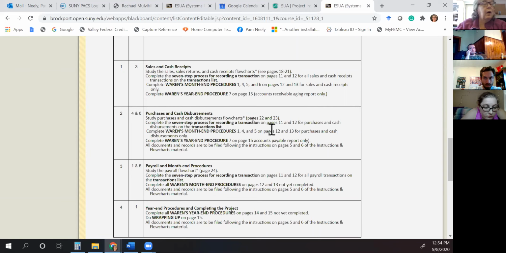Now, Sylvester just picked up on this because he's a whole week ahead. But on number 2, you don't need to do any year-end procedures for number 2. Okay, so you can cross that out. There is no accounts payable report anymore. Okay, and I will update that in here. But you still need to do all the transactions for P and CD and 1, 4, and 5 on pages 12 and 13 for the purchases and cash disbursements.